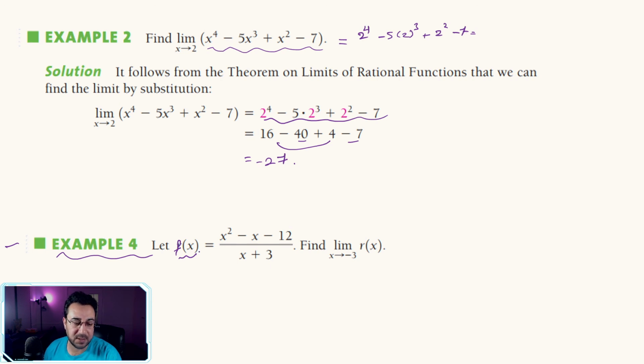So here f of x equals x squared minus x minus 12 over x plus 3. Find the limit of r of x, in this case f of x as we changed it, as x approaches minus 3. So you just plug in whatever f of x was in here, and the minus 3, wherever you find an x, you plug it in instead of minus 3.